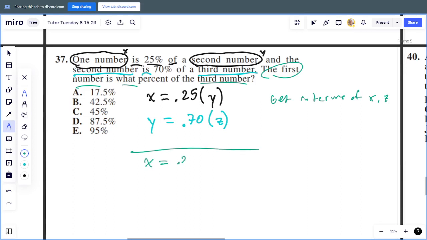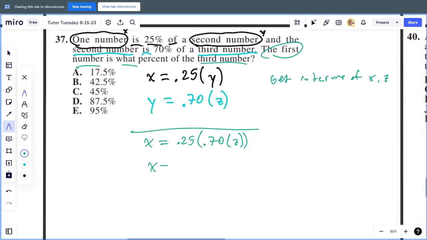x is equal to 0.25. In place of y, I have an alternate definition, which is 0.70 times z. And if I evaluate this through, 0.25 times 0.70 is just 0.175z. So, of course, this is going to translate to x is 17.5% of z.